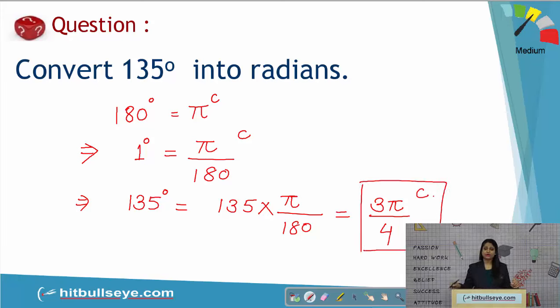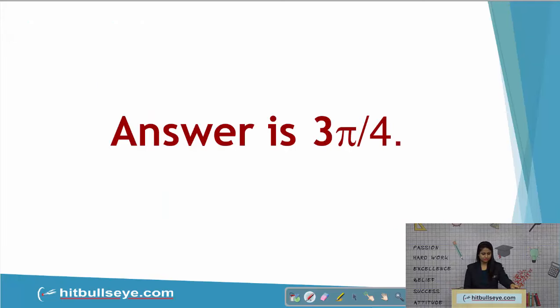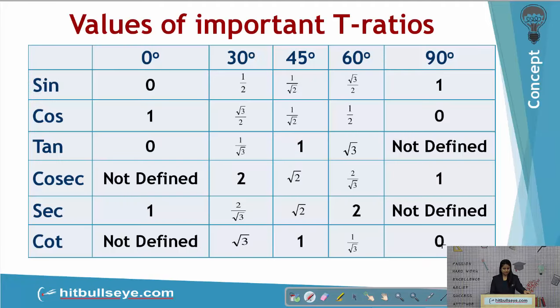So whenever there is a question of conversion of radian into degrees or vice versa, you can apply this formula. That is a question of just unitary method. That will be a very, very easy question. So don't skip these kind of questions. Okay. Answer is 3 pi by 4 that we have seen.